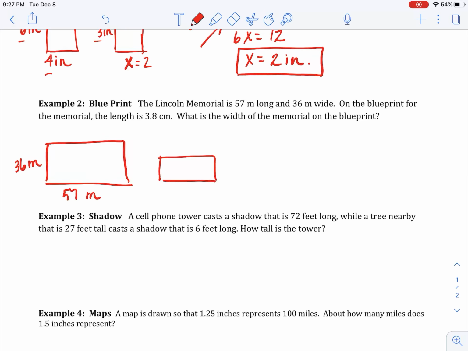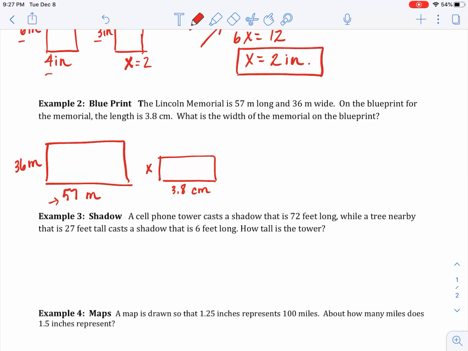All right, so it says on the blueprint, the length is 3.8. So again, I put the length here as the 57, so I have to put the 3.8 also in a similar position on the horizontal dimension. And it's asking what is the width on the memorial, so I'm going to put an X there.